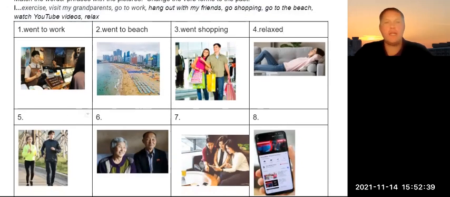Number five, what did you do last weekend? I exercised. Number six, what did you do last weekend? I visited my grandparents.